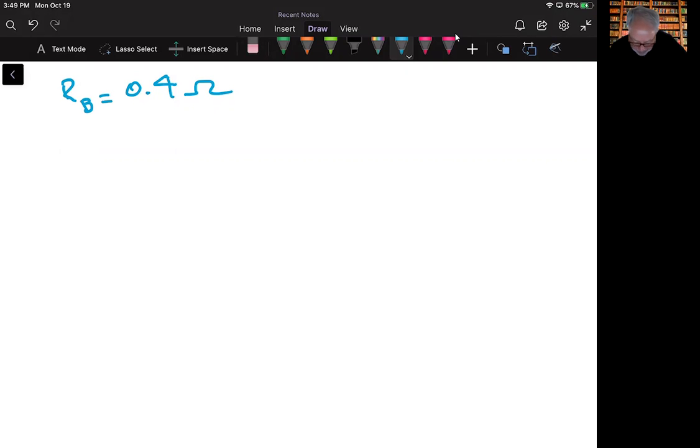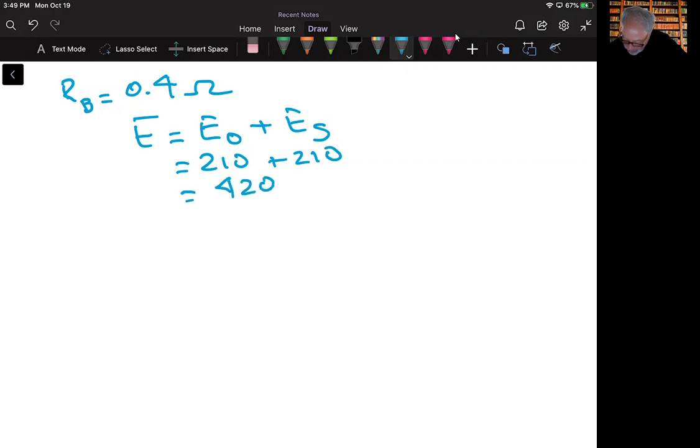Okay, so if we have this connected in the plugging scheme, then the two voltages are going to be added together, right? So E sub O plus E sub S. He told us earlier it was connected to 210 volts, right? So we end up with 420 volts that this resistor is going to see.